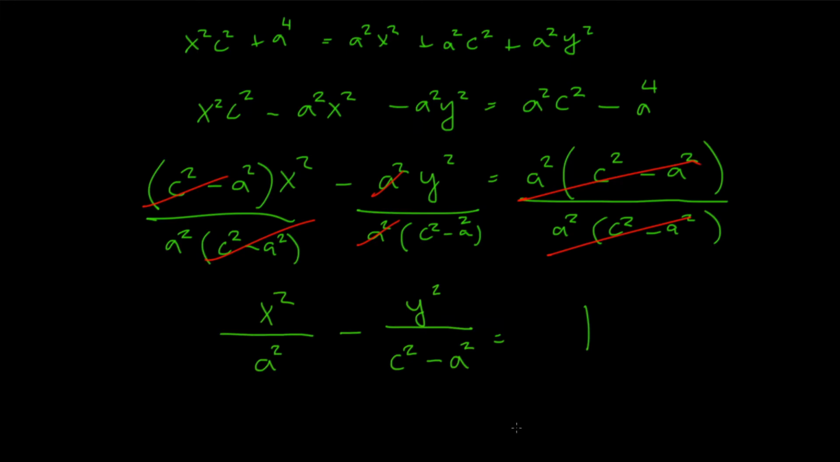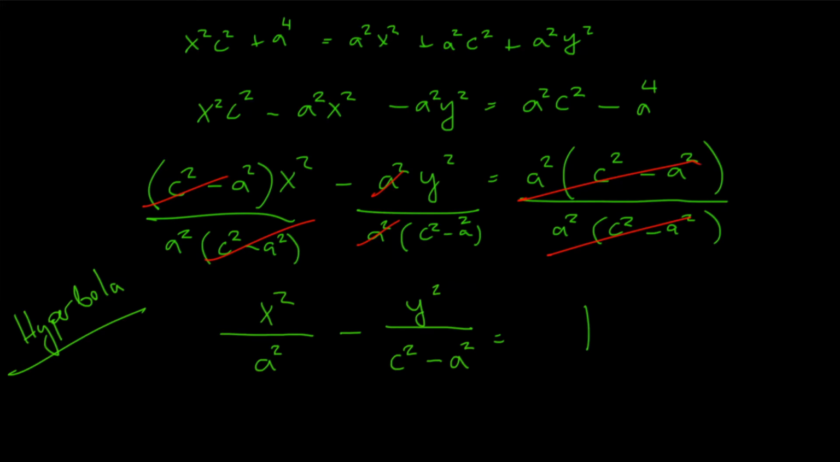All right? This is the hyperbola equation. This is the hyperbola in its standard form, in what we call its vertex form. The vertex is hiding here somewhere.